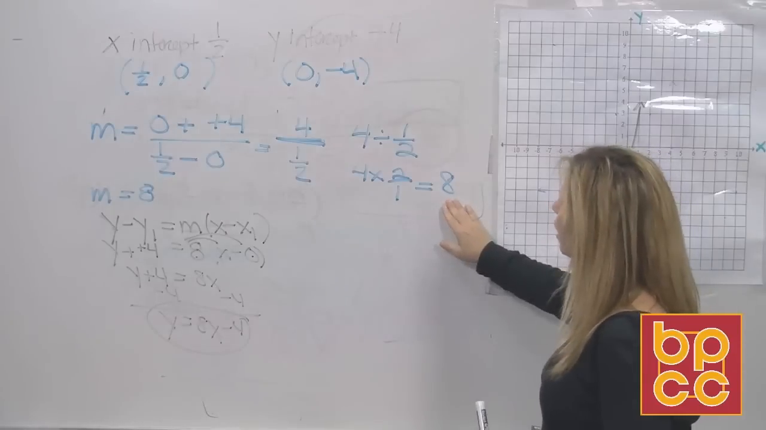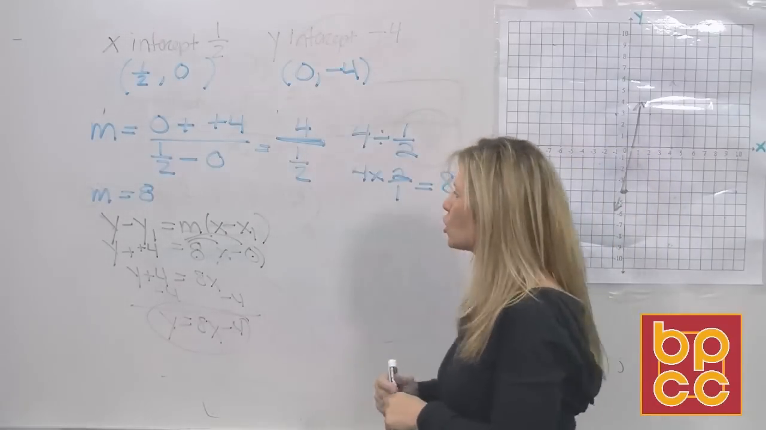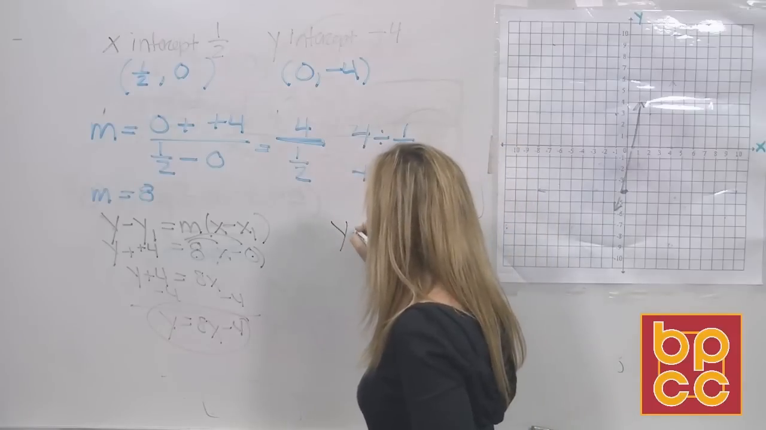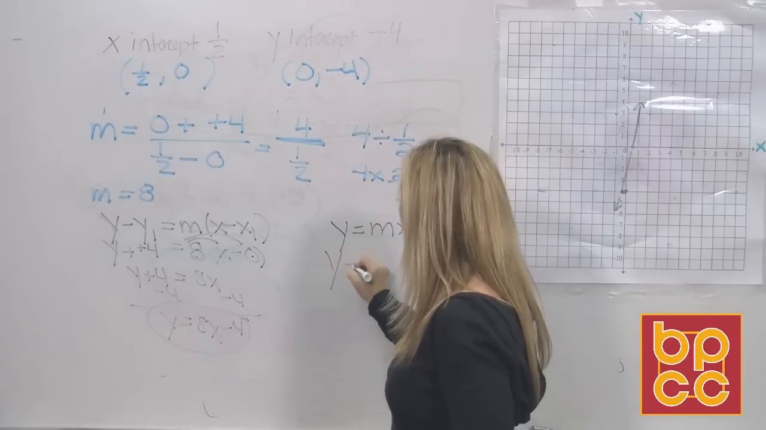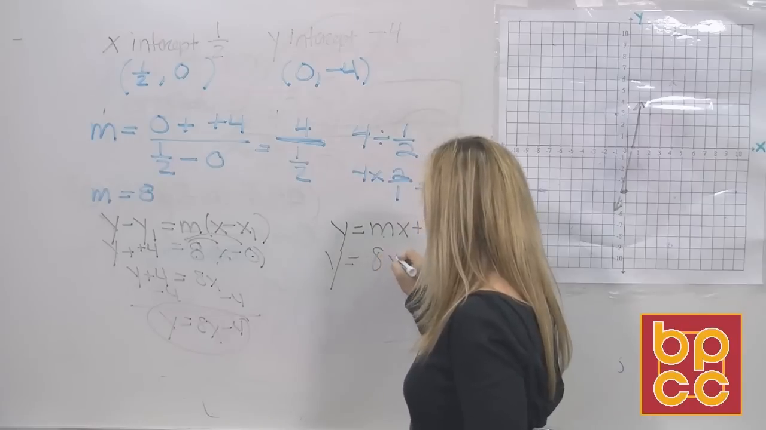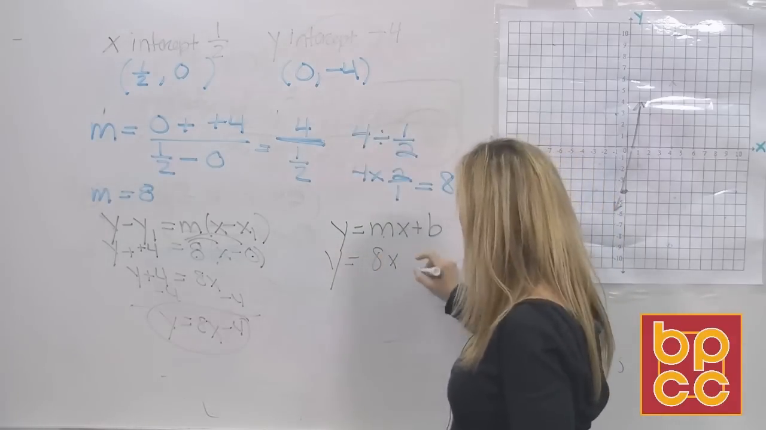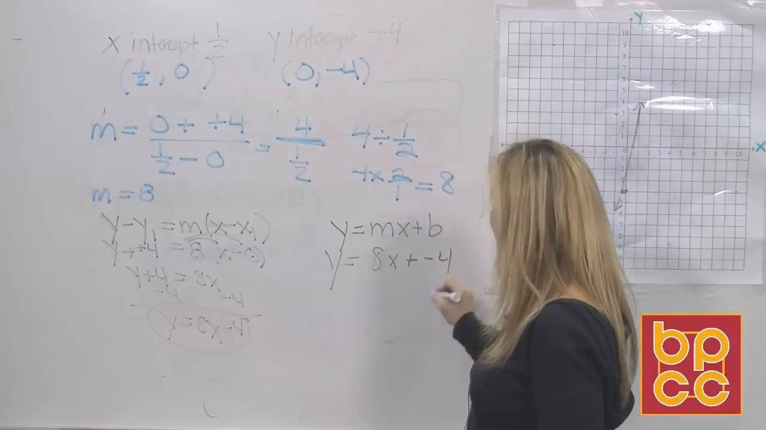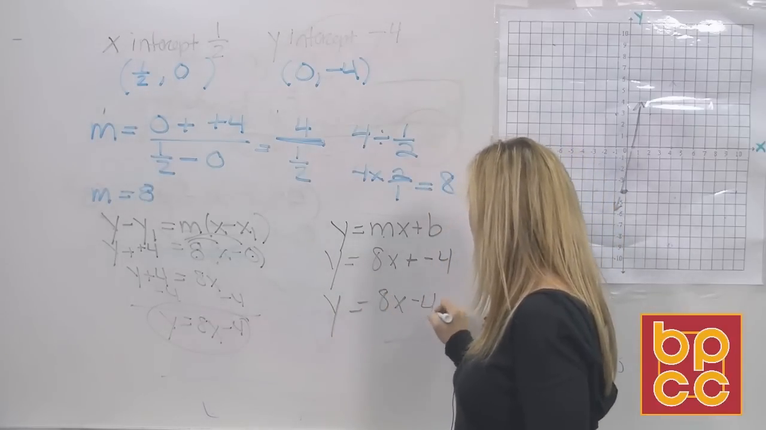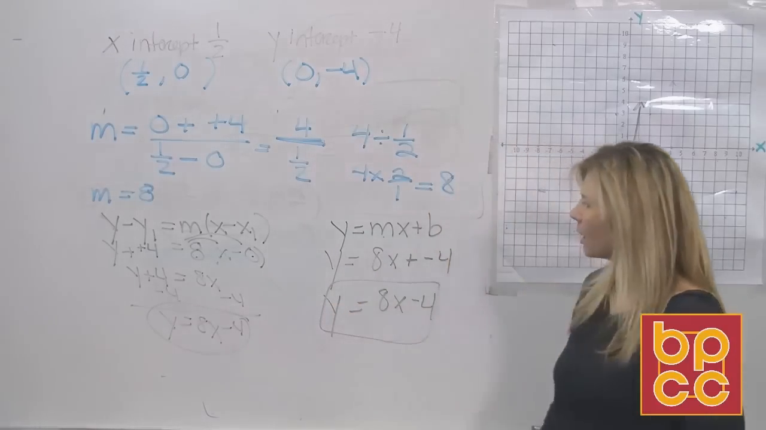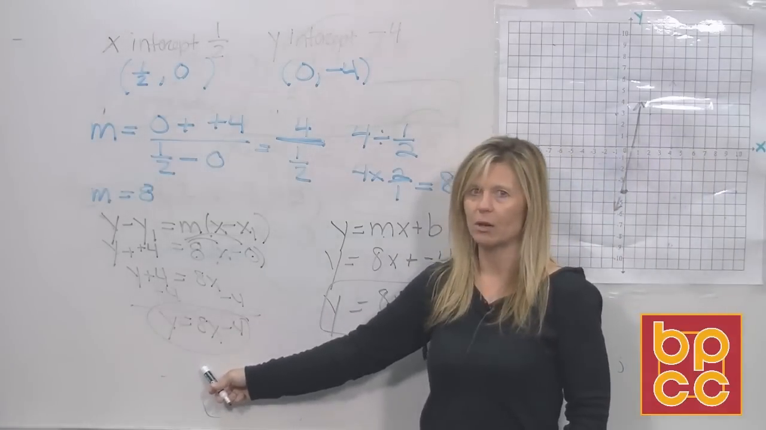I found the slope. One of these points is the y-intercept. So why don't I just use the formula y equals mx plus b and fill it in? I know the slope is 8, and my b value is right here. It's -4. We don't write plus -4. We just write y equals 8x minus 4. Now everybody look. Is that the same equation I got using point slope?